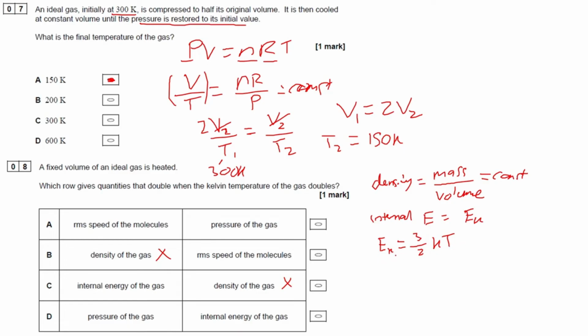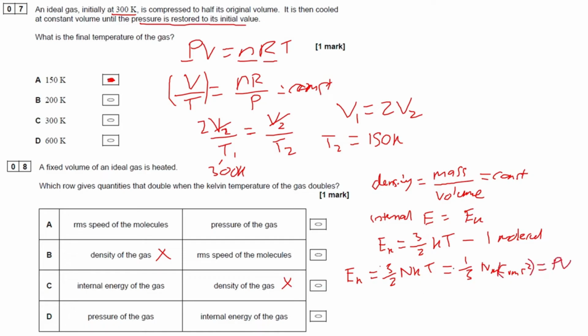Now remember, this equation is just for one molecule. So for the whole gas, it will be N times that value. So E_K for the whole gas is equal to 3/2 NkT, where N represents the total number of molecules. This is equal to a third N m c_rms squared, which is also equal to pV.